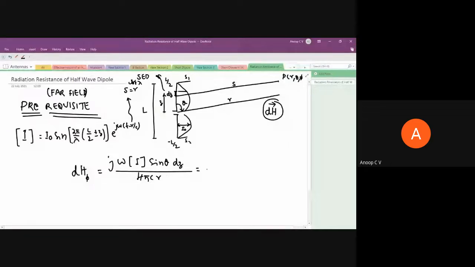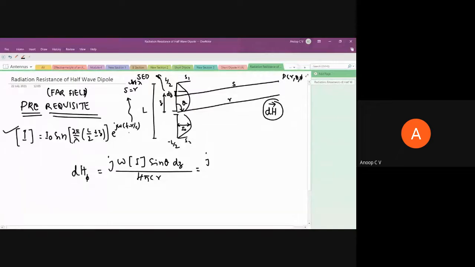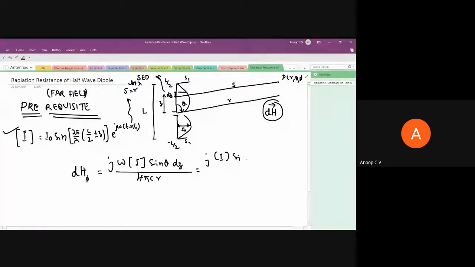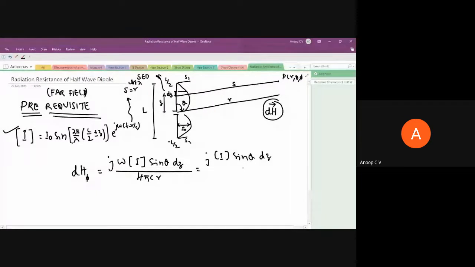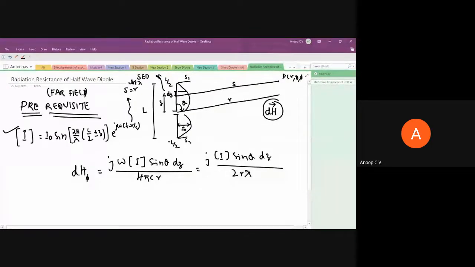Or else it can be simplified. There are many constants: omega is 2 pi f and c is f lambda. So we can substitute all those steps, where this I is nothing but what I have already written. So I can write it as j I times sine theta dz divided by 2 r lambda.